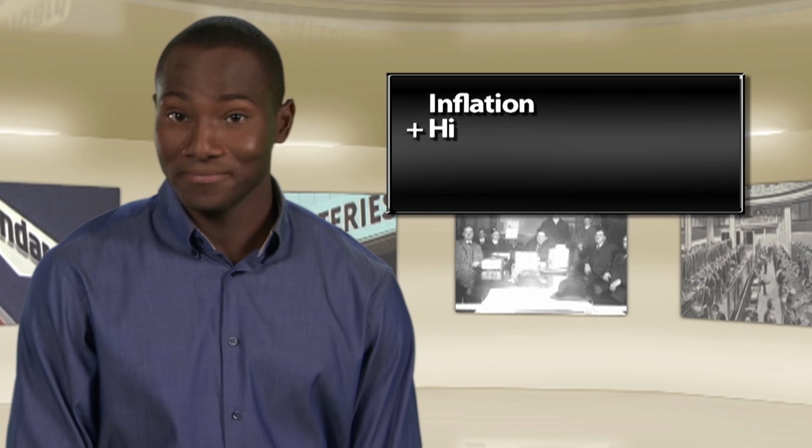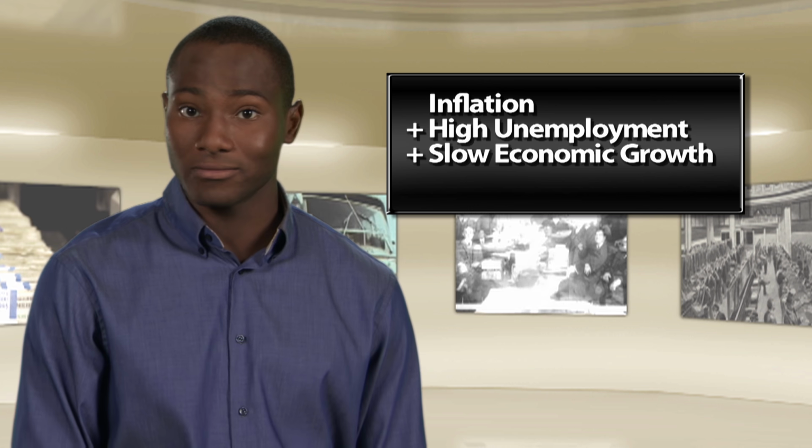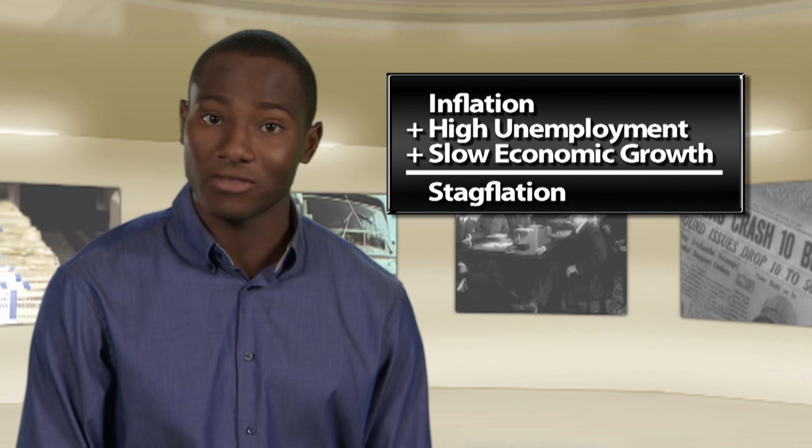Inflation occurs when the prices of goods and services across the economy go up. When there's inflation at the same time as high unemployment and slow economic growth, do you know what that's called? I do, but why don't you say it? When there's inflation at the same time as high unemployment and slow economic growth, it's called stagflation.